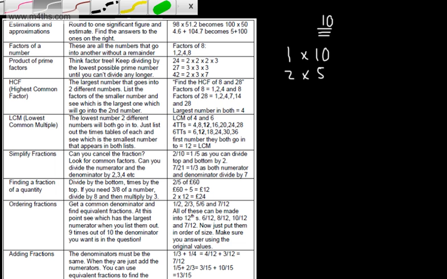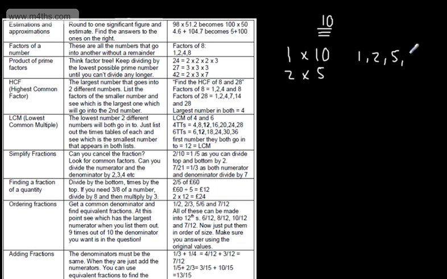Alternatively, you can go the other way and say, can I divide 10 by 1? Yes, the answer is 10. Can I divide 10 by 2? Yes, the answer is 5. Can I divide 10 by 3 and get an integer or whole number answer? The answer is no. Then, of course, we try 4, no, and then we're back on 5. Therefore, all I'm going to do is read the numbers. So the factors of 10 are going to be 1, 2, 5, and 10.